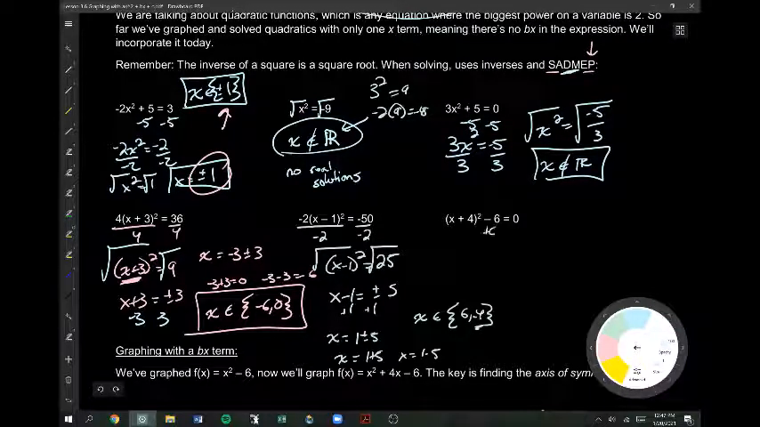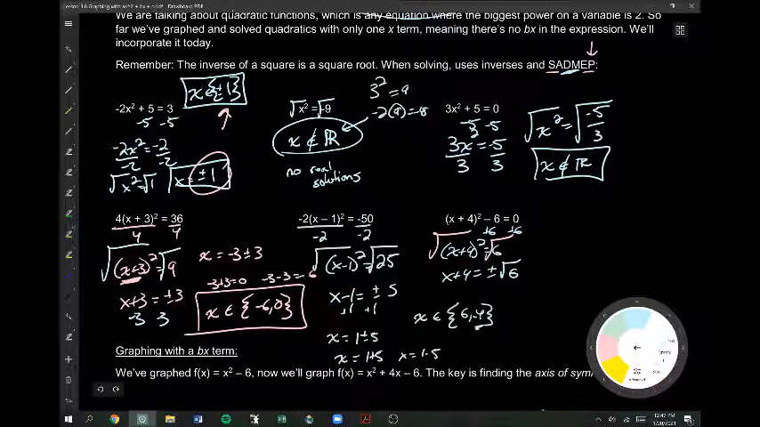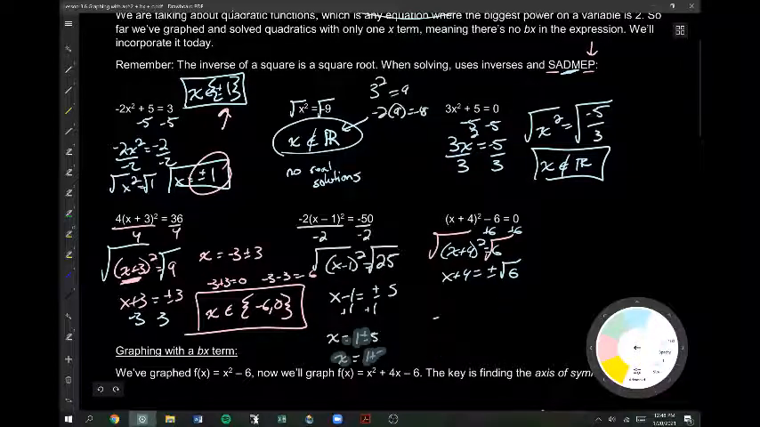I'm going to get rid of this negative 6 first, so I add 6 to both sides. That gives me (x plus 4) squared equals 6. Now with this one, when I square root both sides, I'm going to get that x plus 4 equals plus or minus whatever the square root of 6 is. Well, the square root of 6 isn't going to be a whole number. It's going to be some really messy decimal.